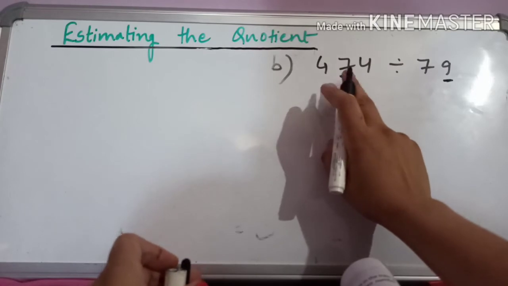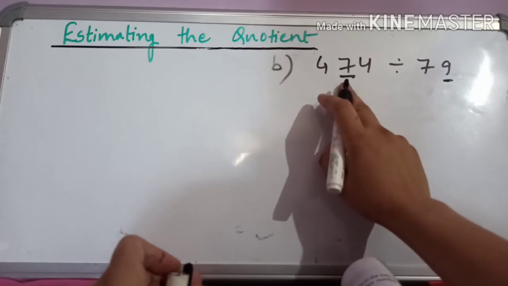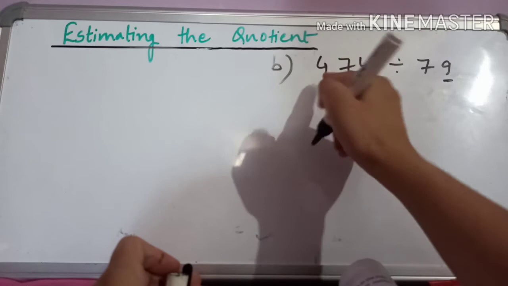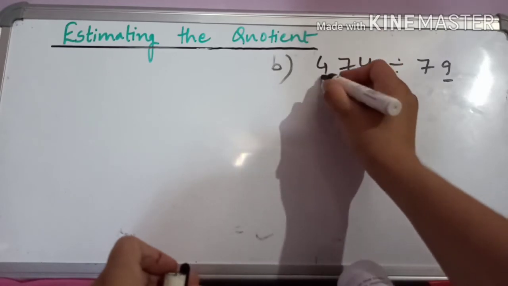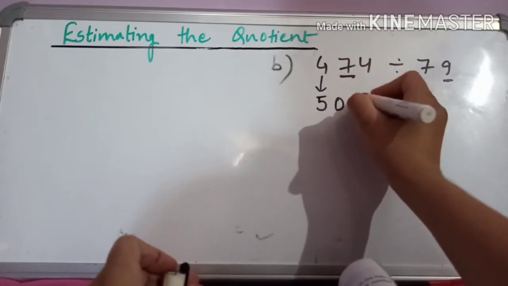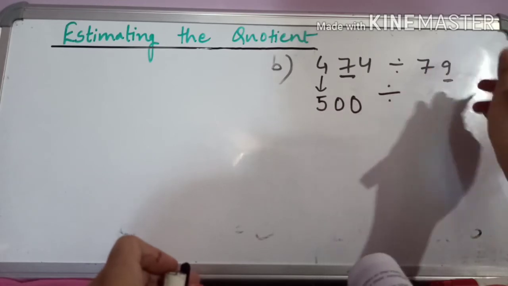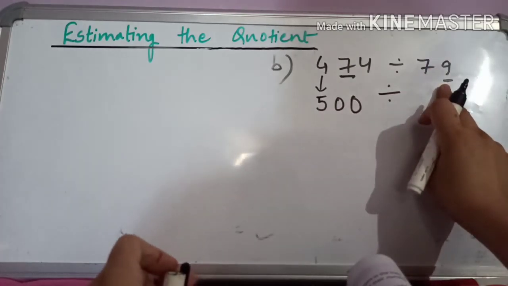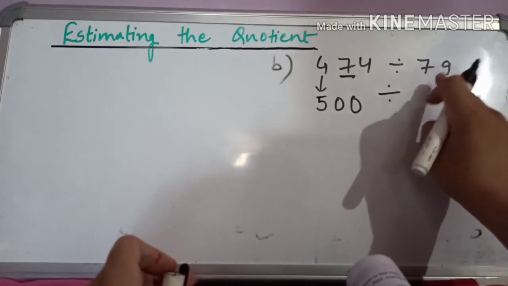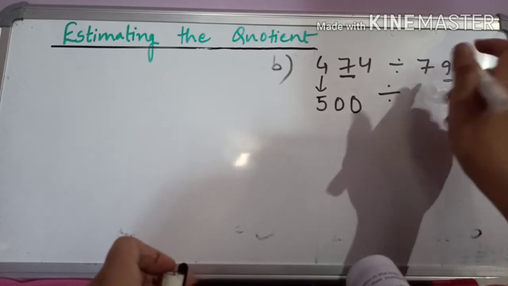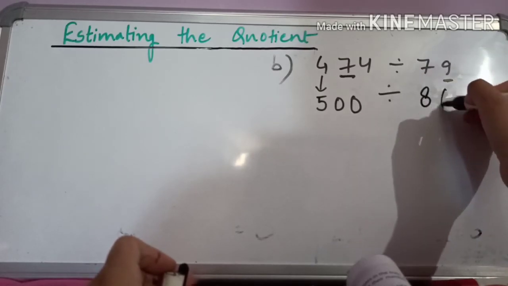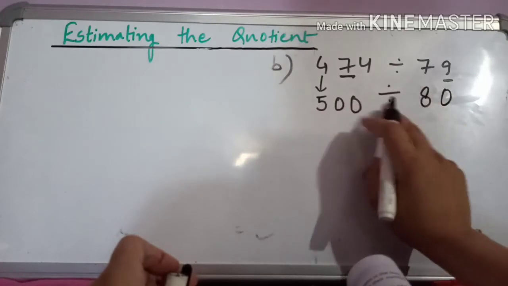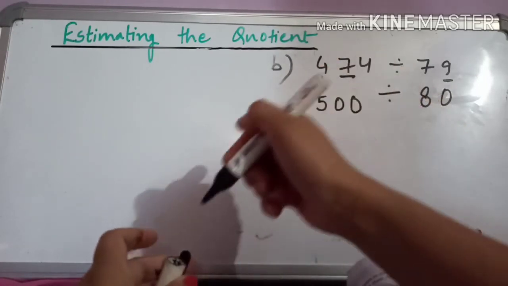Since the digit at tens place is 7 here, 7 is greater than 5, so this number will be rounded up. This 4 will become 5 and the rest of the digits will become 0. Divided by, this 9 is greater than 5, that's why this number 79 will round up and the 7 will become 8 and 9 will become 0. So we have to actually divide 500 divided by 80.